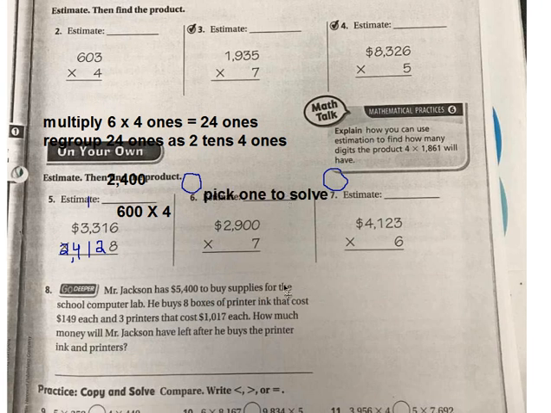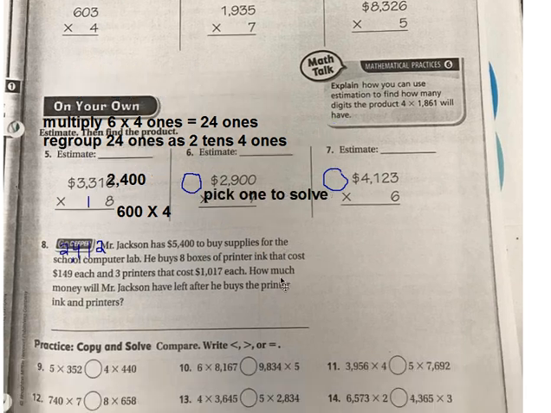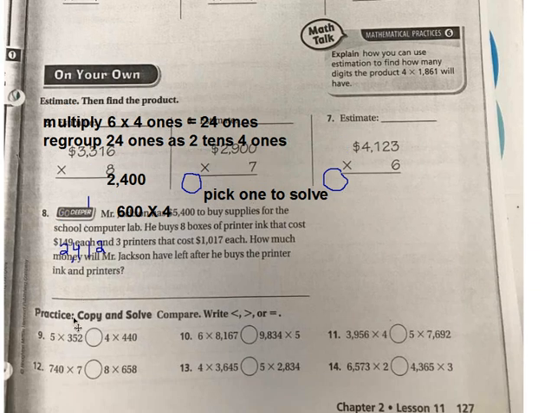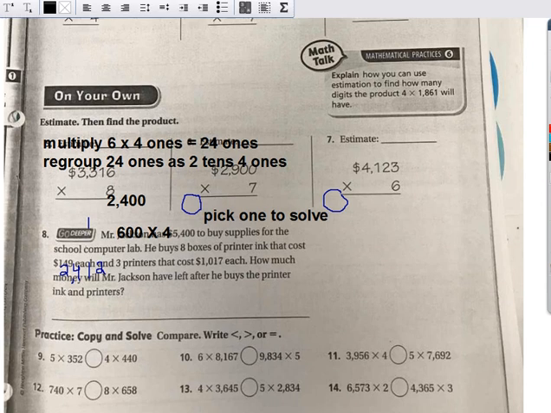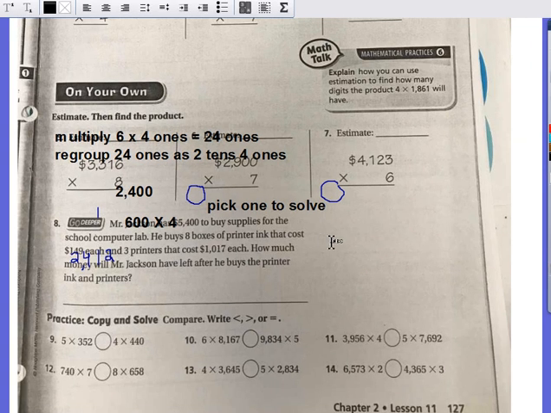Okay? Alright, let's look at, I'm going to scroll this down so we can still have a nice zoom in here. We're not going to do number 8, but I am going to have you look at the ones down here. Practice, copy, and solve. So what I want you to do is just put the greater than sign, less than sign, or equal sign. Okay, so in order to do that, you're going to have to solve.